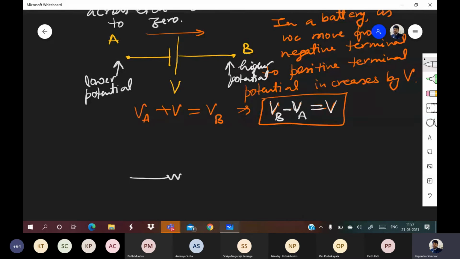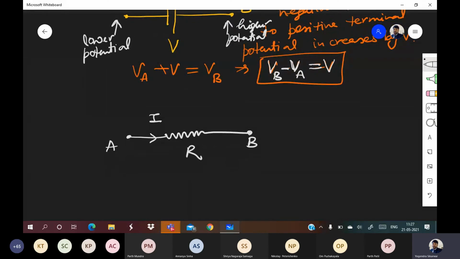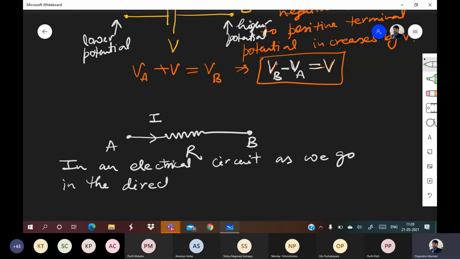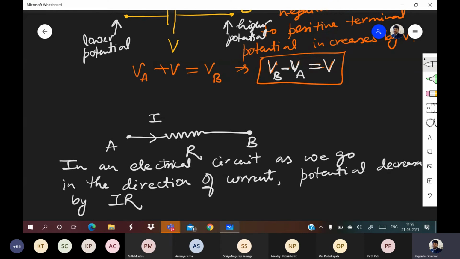Now comes resistance. Suppose this is resistance R and current is I, and this point is A and this point is B. In an electrical circuit, as we go in the direction of current, potential decreases by IR across the resistance.